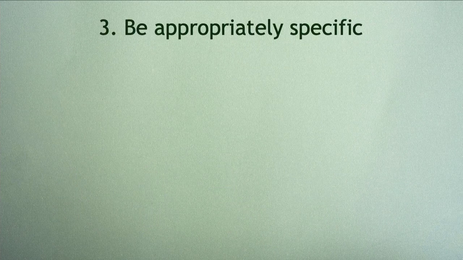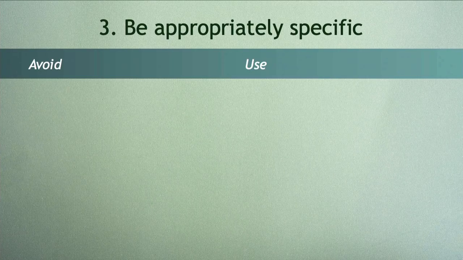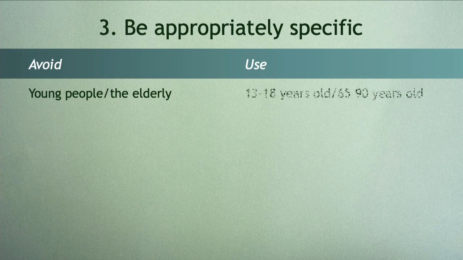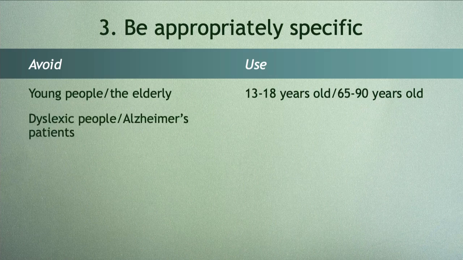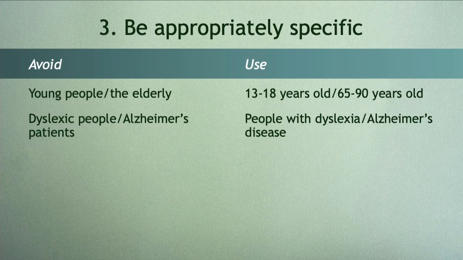Be appropriately specific. When you can, use specific terminology when describing people you are discussing. Here are a few examples given to us by the APA. Use exact ages or age ranges instead of young people or the elderly. For example, 13 to 18 years old or 65 to 90 years old. Use the names of conditions when writing about people with disabilities, such as people with dyslexia or people with Alzheimer's disease.